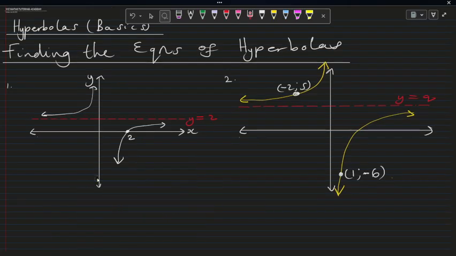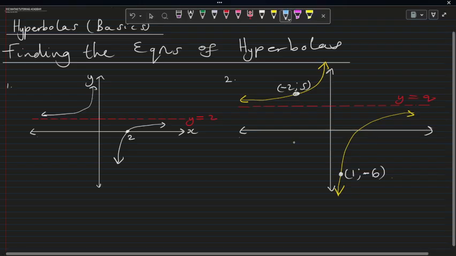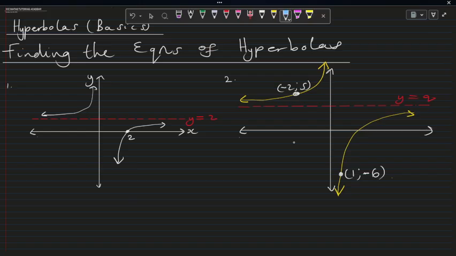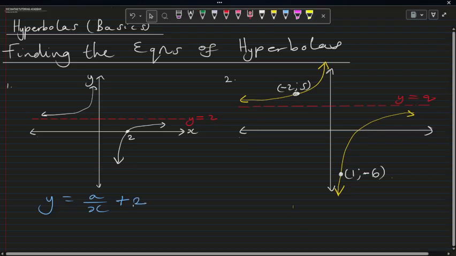Okay, so these are the hyperbolas that we are dealing with. Now we want to determine the equation of these hyperbolas. Let's start with number one. In number one, we can clearly see that we are given the equation of the asymptote to be y is equal to 2. Now, this is good news because we can use this to our advantage. We know that y is equal to a over x plus q. Because y is equal to 2 is the asymptote, we know that the horizontal asymptote is basically the value of q. So we can just say plus 2 like this.